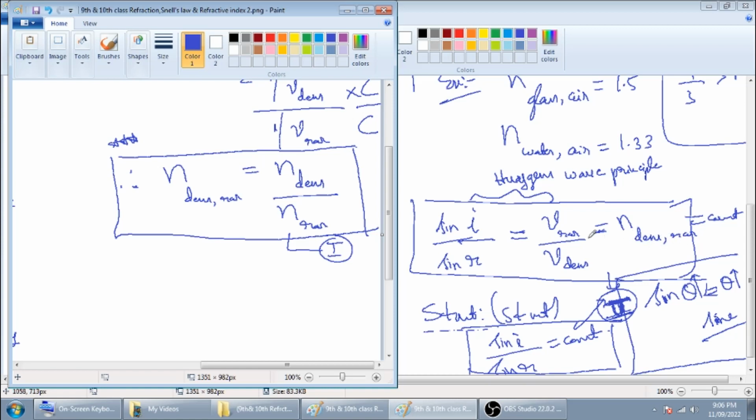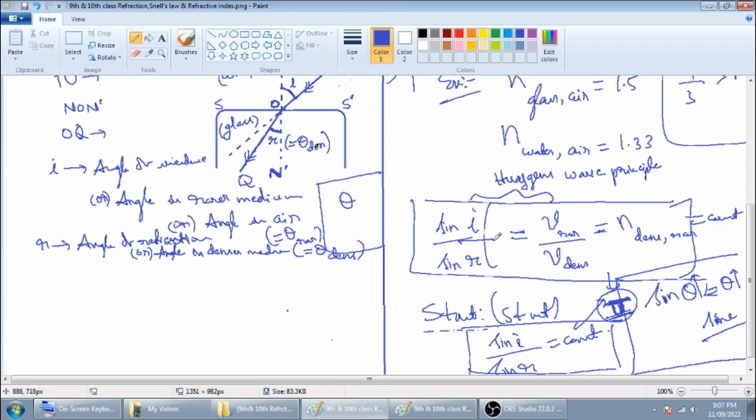In terms of velocities of light, denser with respect to rarer: the first medium is denser and the second medium is rarer. But here the second medium is coming in the numerator and the first medium, the denser medium, is coming in the denominator. So there is an inversion here. Denser with respect to rarer is rarer by denser. Even this is the same thing. What is sin i by sin r? It is sin theta rarer by sin theta denser.